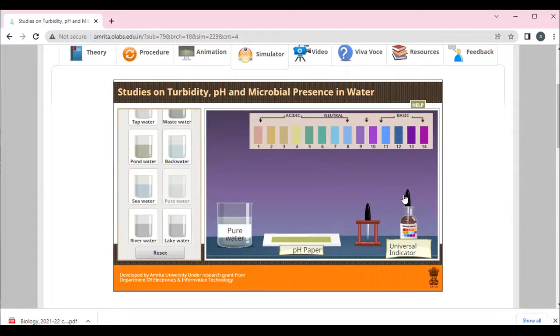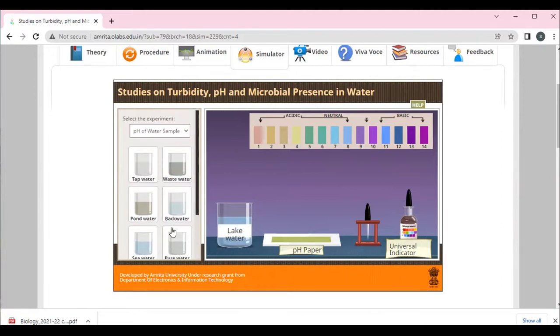Then is pure water. Pure water will be neutral, 7, exactly 7. Seawater was also of the same color. Pure water is also 7, neutral. Okay. Then the river water, next sample. This is nearly 8. It is 8 pH, and last is the lake water. And this for lake water is again 8. Okay, so this is 8 again.